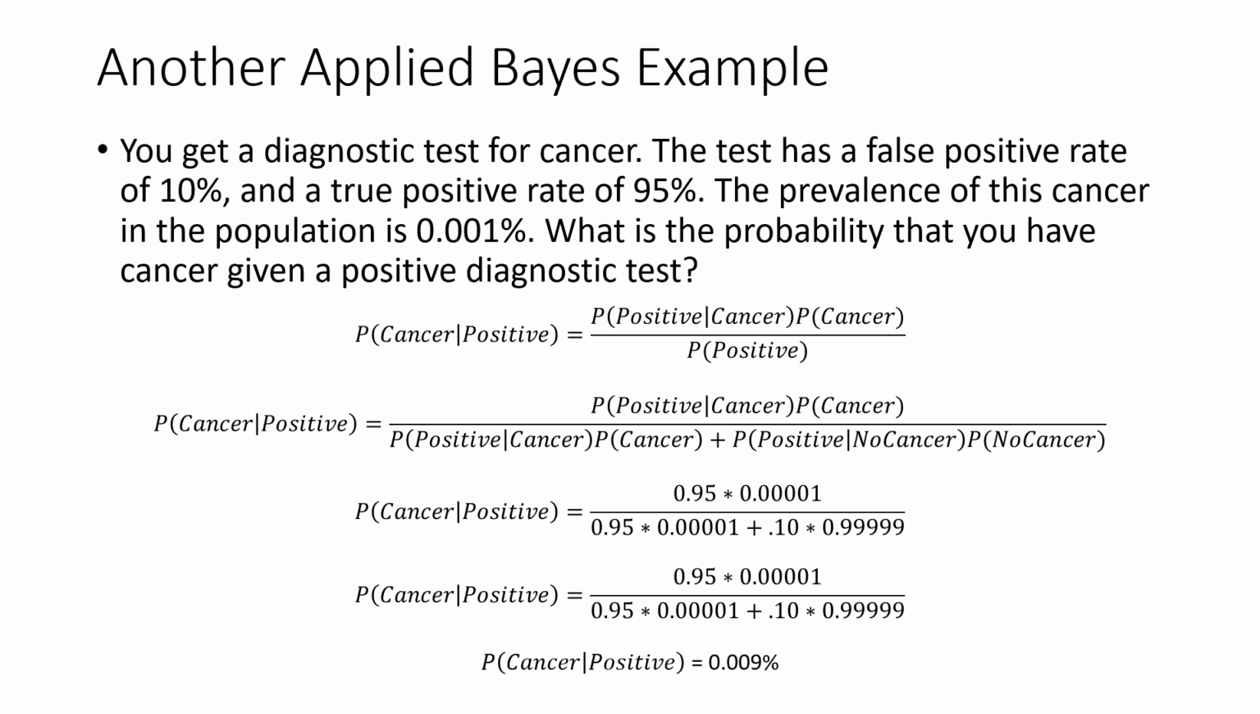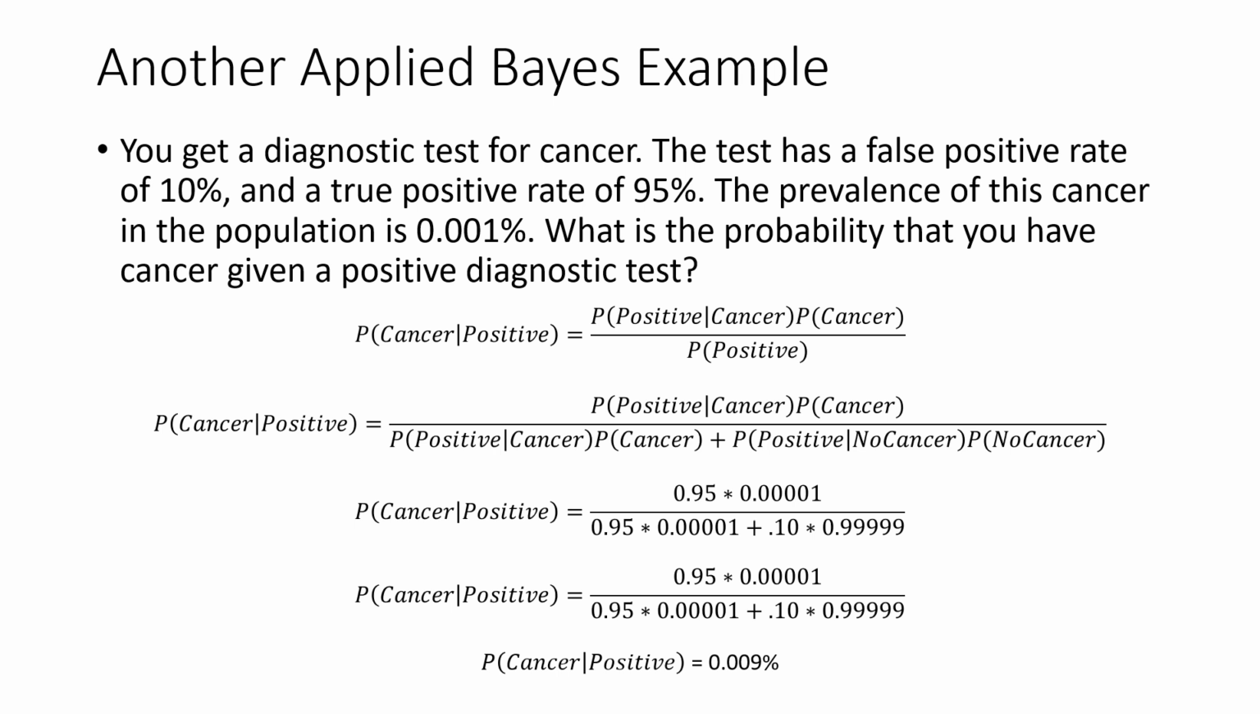And here's a really good example of how this all plays out using something that many of us may be familiar with, and that is a diagnostic test. In this case, I'm going to talk about cancer. So let's assume you went out and you got a diagnostic test for cancer, and the test has a false positive rate of 10%. Let's also assume it has a true positive rate of 95%. The prevalence of this cancer in the population is extremely low. This is a very rare cancer. It's 0.001%. So what's the probability that you have cancer given that you got a positive diagnostic test?